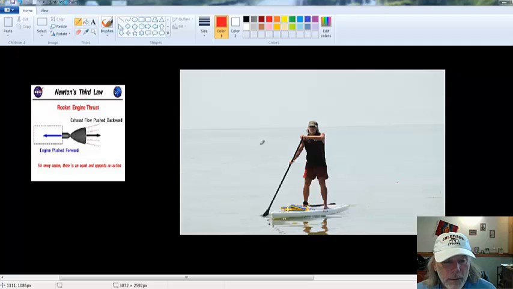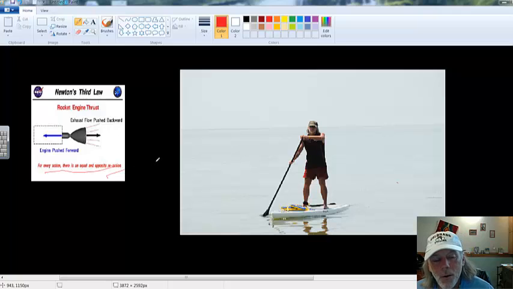Well, here we are back in the science cave, and we're looking at Newton's third law. Newton's third law: for every action, there is an equal and opposite reaction. We notice this all the time, and this is why things move and why they don't move. Here's our example of an engine, and we'll be doing this with our rocket launches. The exhaust flow is pushed backwards, so therefore the engine is pushed forward, and that's why a rocket will fly.